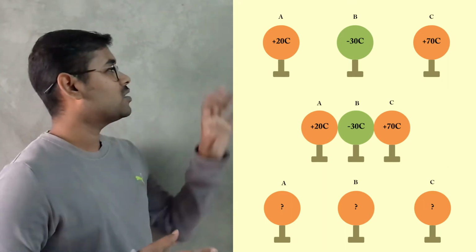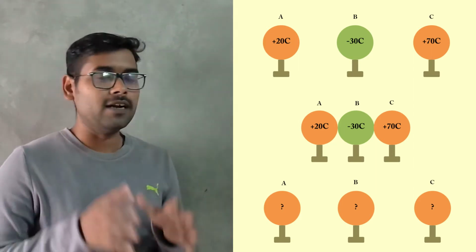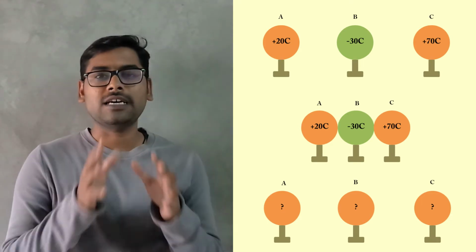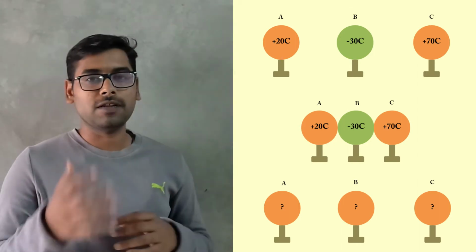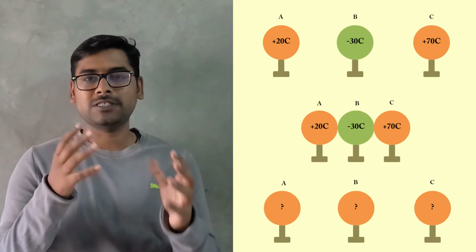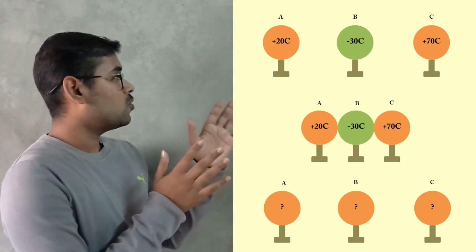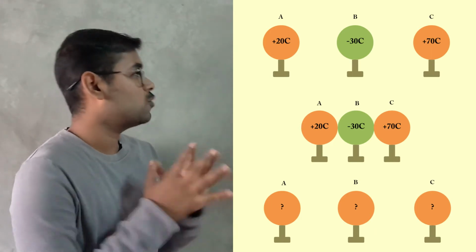Guys, total charge on these spheres is given by sum of charges on each sphere. That comes from the property of charge, which is scalar nature. Charge is scalar in nature, and total charge on 3 spheres is given by algebraic sum of charges on each sphere. So total we have plus 20 coulomb, minus 30 coulomb and plus 70 coulomb. We have total of plus 60 coulomb here.